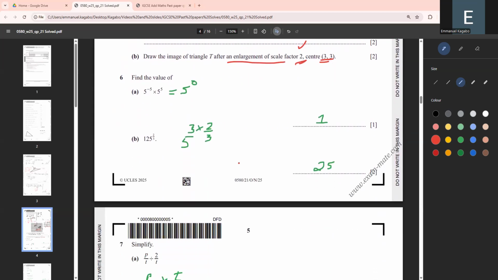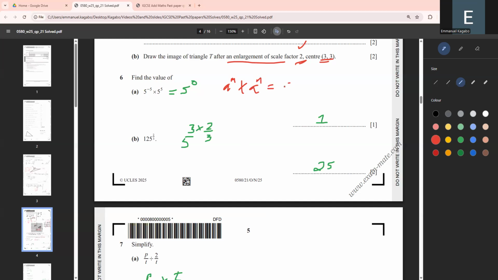Very good. Question 6. Now, this is indices. I made very many videos. I did 2 videos on solving indices or past paper questions on indices. I would advise you to go and watch that video if you're struggling or you want to know more on indices. Okay, so this is a^m times a^n.